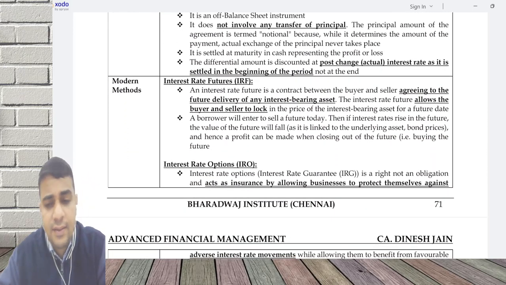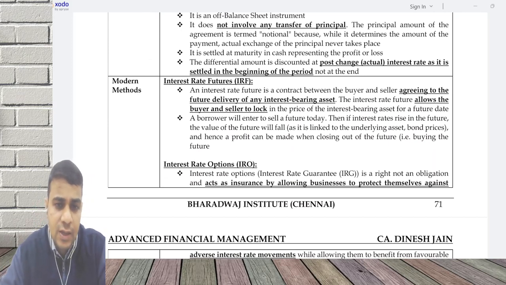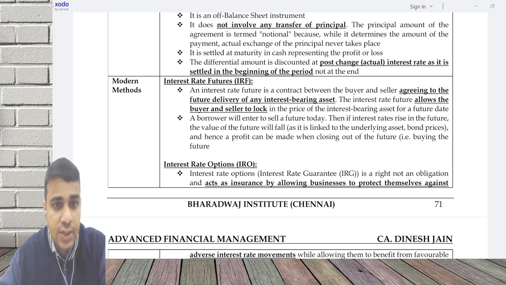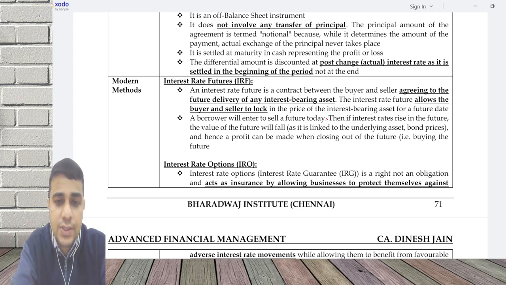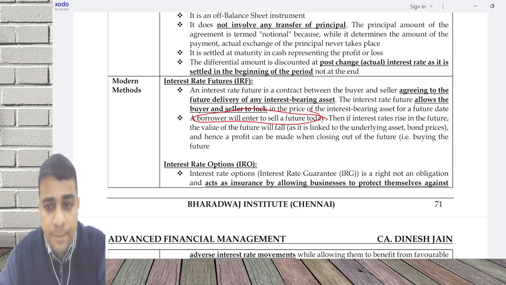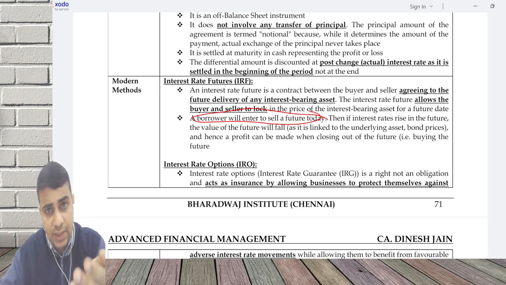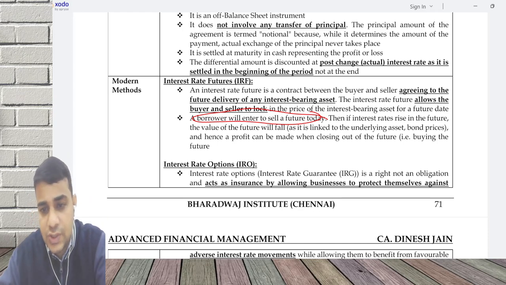Now, the modern methods: interest rate futures. Interest rate futures and FRA serve the same purpose. The only difference is that interest rate futures happen through an exchange. When you are doing it through an exchange, there can be certain challenges because you may not get the exact contract which you want and you may not be in a position to cover the entire exposure. But still, this is one more tool which is there. Again, you are trying to fix the future interest rate. The borrower will sell a future today. If interest rates rise in the future, the borrower is impacted, but he will earn on the future side and that will take care of it.